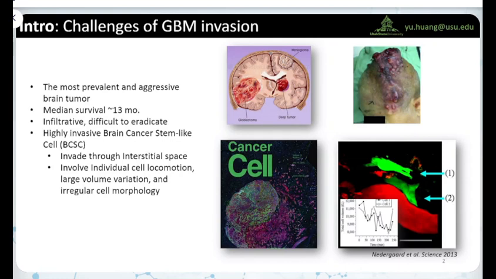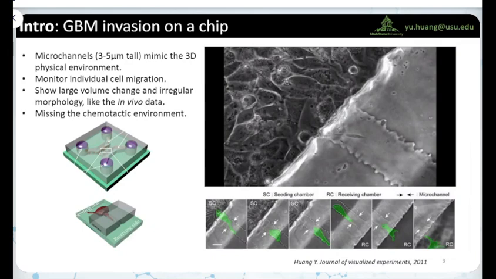And as you can see, unlike other tumors, these GBM tumors have no clear boundary. That means the individual cancer cells can actually migrate, invade into normal tissues, and generate new tumors. That's why eradicating these kinds of tumors is extremely difficult, because individual cells can actually invade and reoccur as individual tumors.